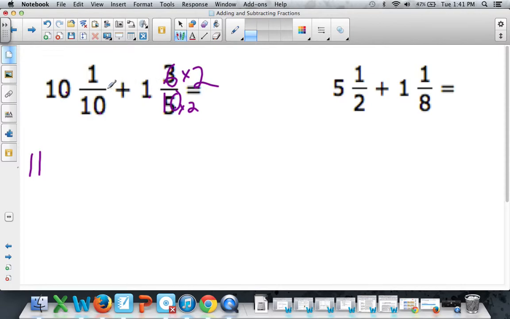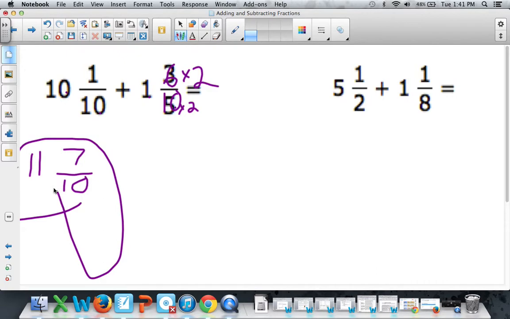Now we can do this. 1/10 plus 6/10. 1 plus 6, no problem. 1 plus 6 is 7. 7/10. Don't forget that we added the whole numbers first. That's how we got that 11. The whole answer altogether is 11 and 7/10.